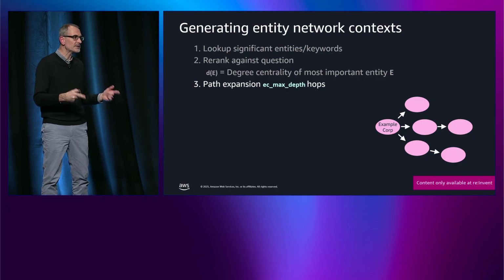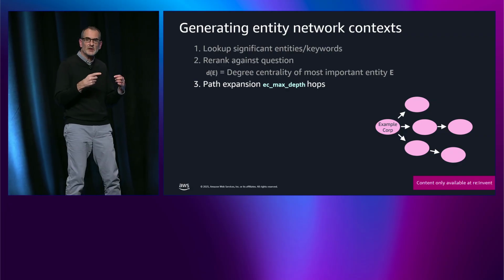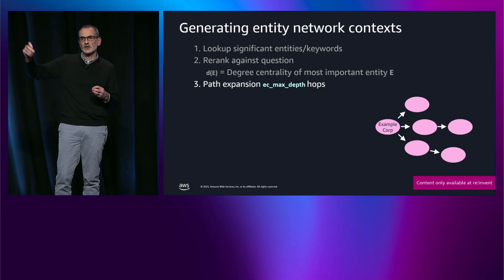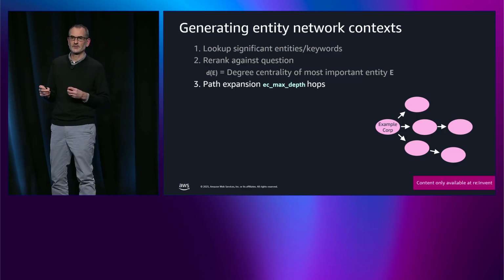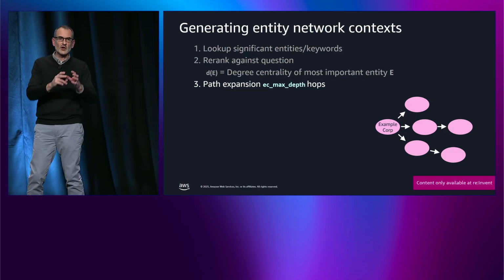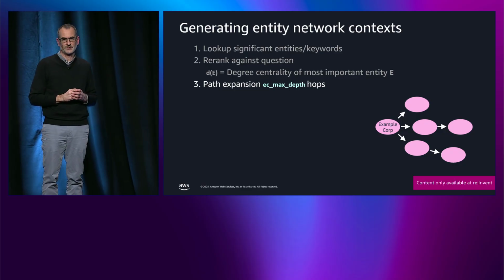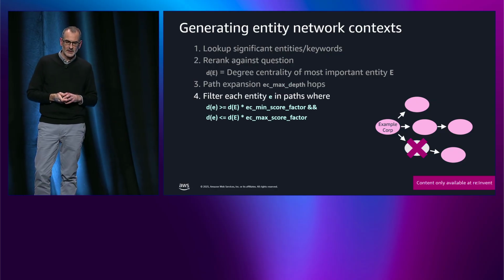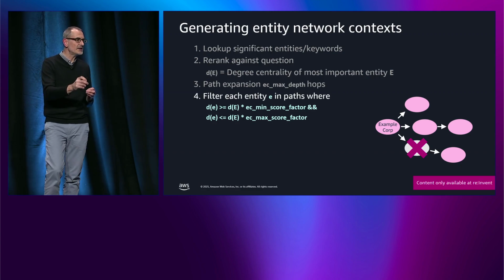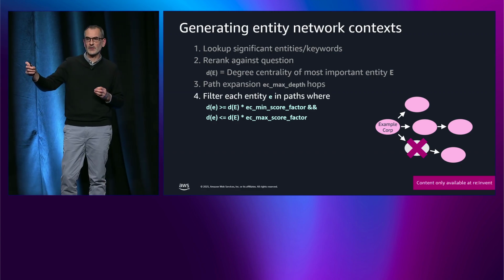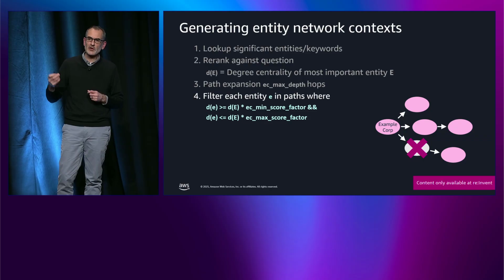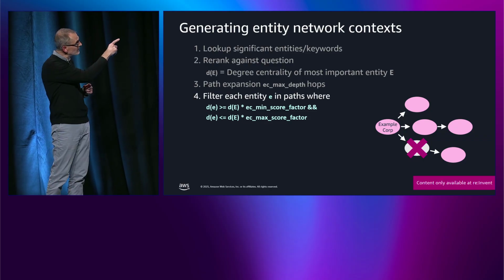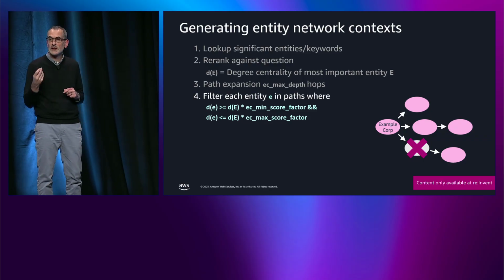Now we do some path expansion, and this is configurable, but typically we expand each candidate node 1 or 2 hops. Okay, so we're beginning to generate those little entity network contexts, 1 or 2 hop networks surrounding each entity. We then filter each entity along each of those paths, and we filter based on a threshold that's derived from the degree centrality of that most important entity.